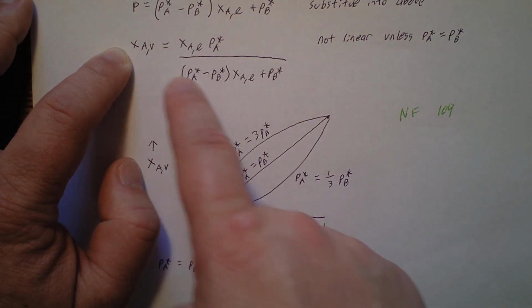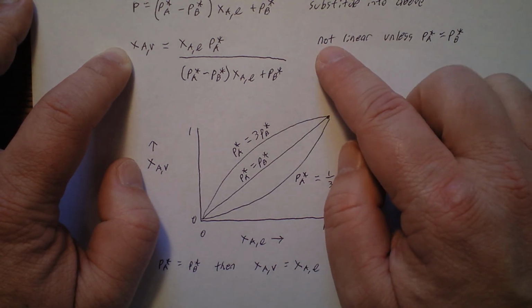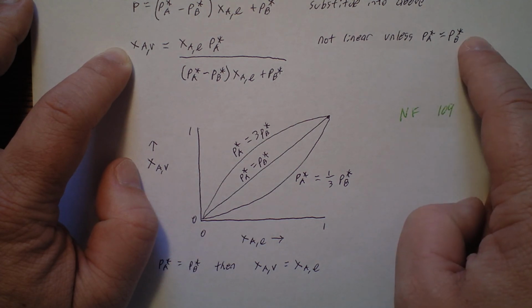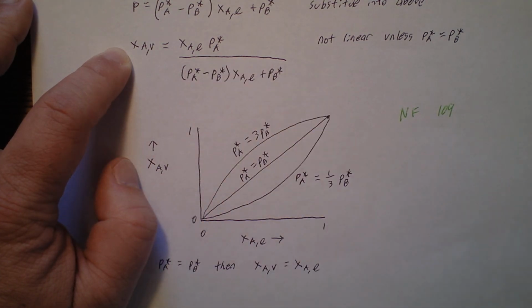Notice this is not the equation for a line. The only time it would be a line is if PA star happens to match PB star, because this times this would equal 0 and then you just have a constant in the denominator.